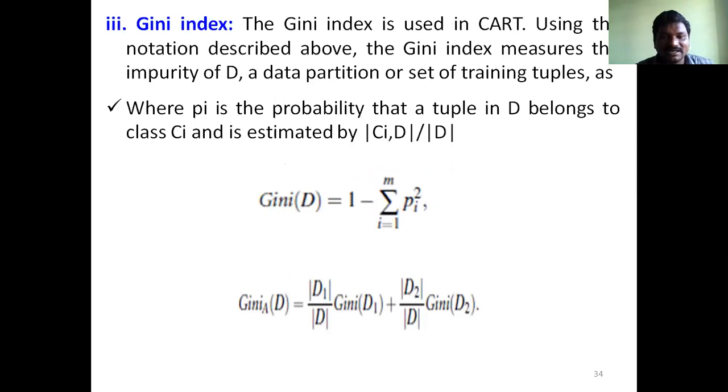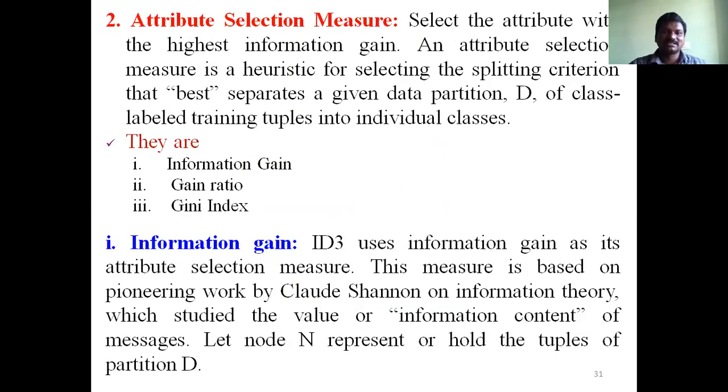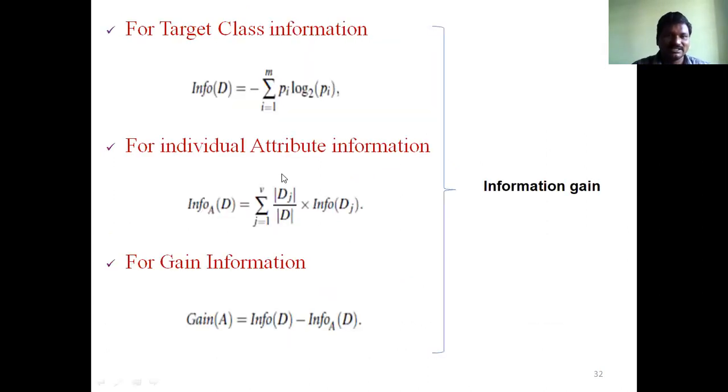And then Gini index here. How can you calculate the Gini index here? Gini of D equal to 1 minus summation i equal to 1 to m, pi whole square. That means in this case, Gini A of D, A is an attribute here, D1 by D, Gini of D1 plus D2 by D, Gini of D2, and so on. This is a way of representing the different attribute selection measures. Very important point here in this case.